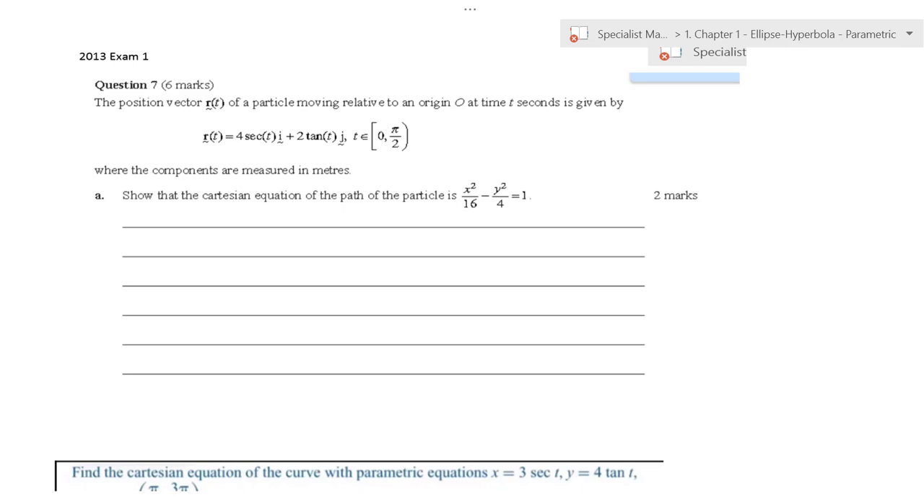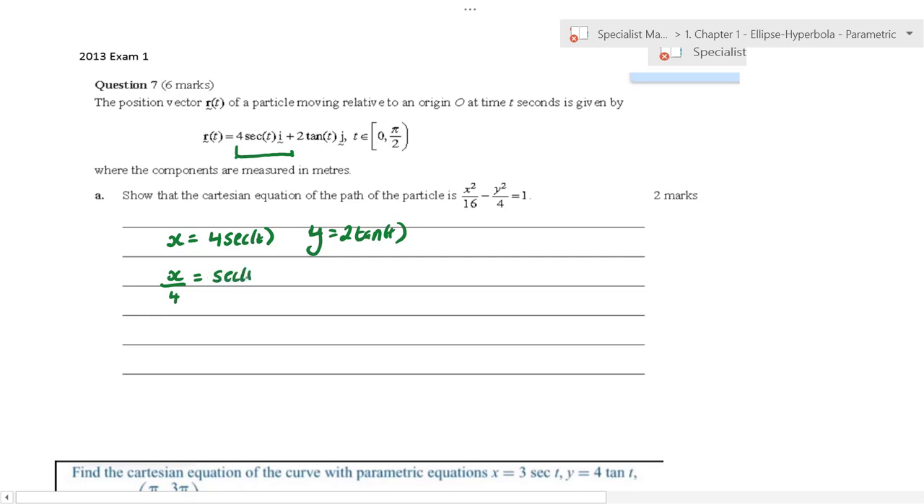Okay, what we're going to do is, just so you know, this is actually from vector calculus, but in actual fact, it's really quite a straightforward thing. The i component is the x, and the j component is the y. So we're going to start with that. x is equal to 4 sec of t. And we're going to write everything out. y is equal to 2 tan of t. Now what we're going to do is get sec t and tan t by itself. So we're going to divide by 4, and we've got sec t. Do not skip any steps because it is a show that question.